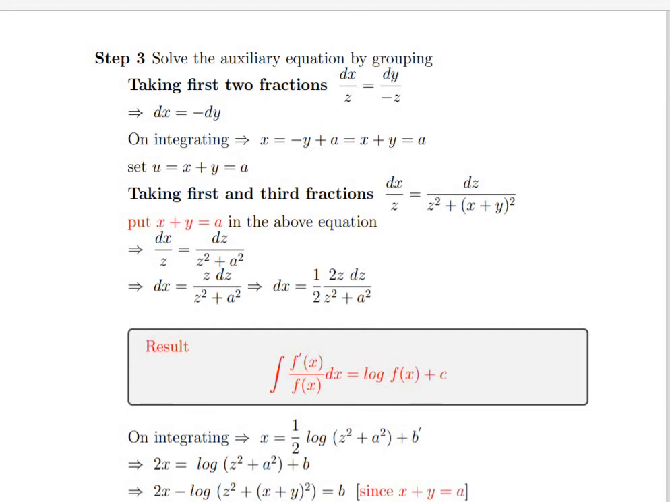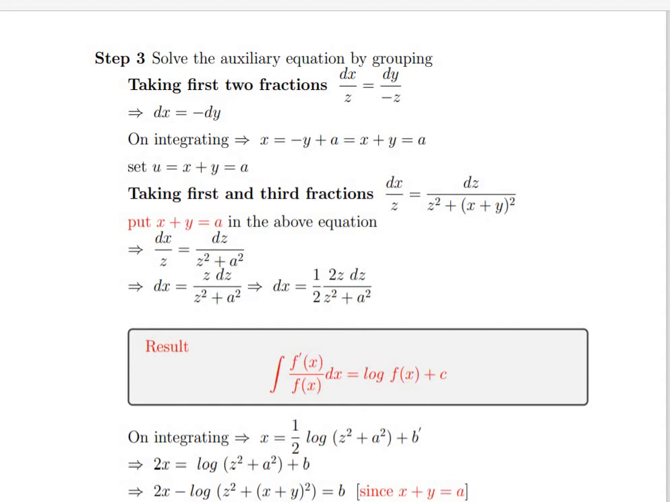On integrating, we will get x equal to 1 by 2 log of z square plus a square plus b dash, where b dash is an integrating constant. Now I want to remove this 1 by 2 from the term. For that purpose, we will multiply the entire equation with 2, and on multiplying we will get it simplified as 2x is equal to log of z square plus a square plus 2b dash.